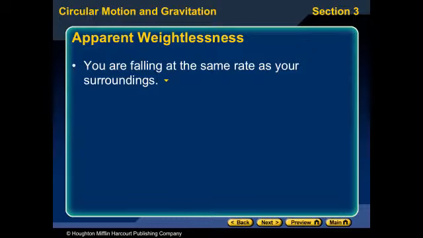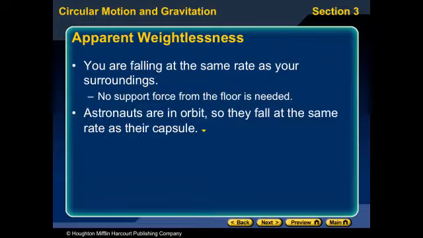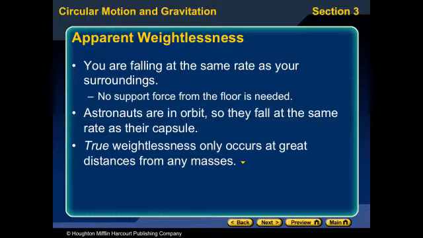So you're falling at the same rate as your surroundings. There's no support force from the floor. So astronauts in orbit are actually falling towards the surface of the Earth at the same rate as their capsule or their spaceship or whatever they're in. So that's why they appear weightless. True weightlessness only occurs at great distances from any mass. So when you're in orbit around the Earth, it's apparent weightlessness, not true weightlessness.